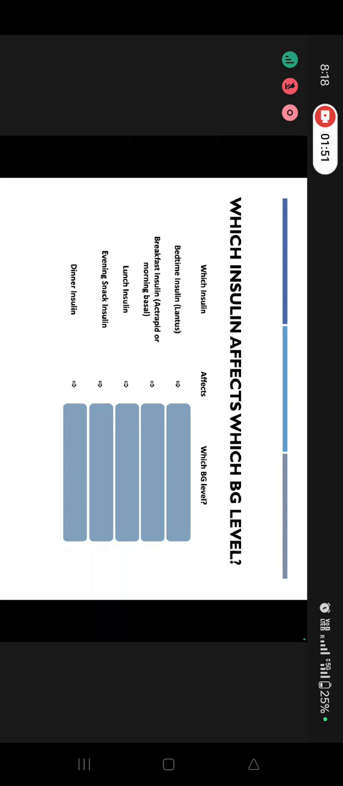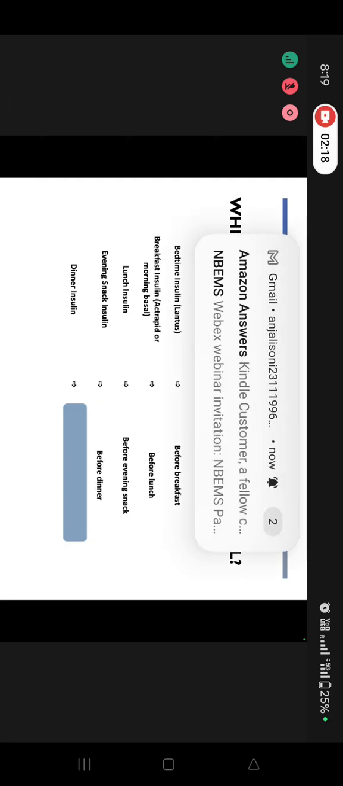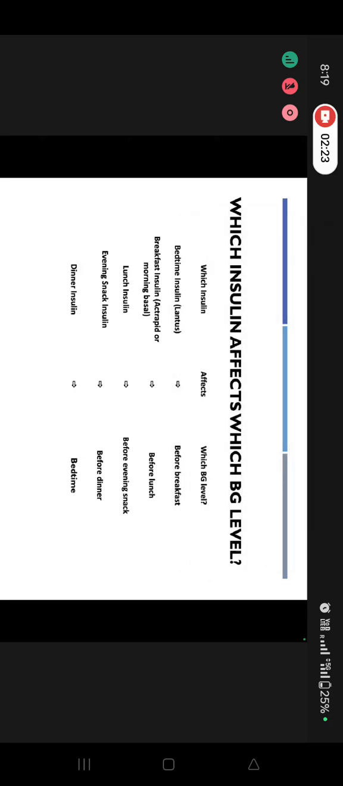Okay, so quickly let us understand this concept. Which insulin affects which blood glucose level? If you are having a bedtime insulin or a Lantus, that will impact the breakfast blood glucose level, right? If you have the breakfast insulin, that will impact the before lunch blood glucose level. If you are using the lunch insulin, this will impact the before evening blood glucose level. And when you are consuming an evening snack insulin, this will impact the before dinner blood glucose level, and the dinner dose of insulin will impact the bedtime blood glucose level.